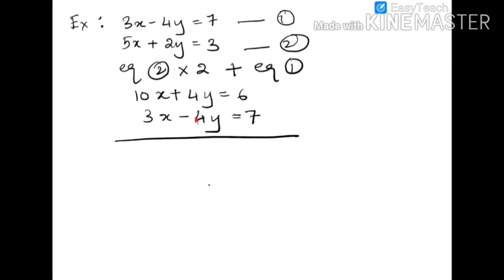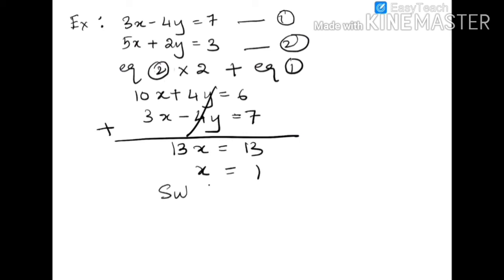Now these two coefficients are numerically equal and their signs are opposite. So we are going to add the equations. So the y variable gets eliminated. You have 13x equal to 13. So x is equal to 1.